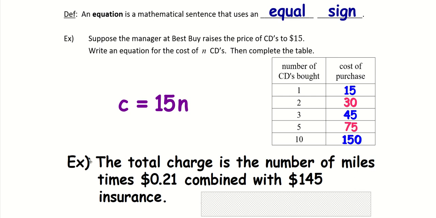There you go. Next example, the total charge is the number of miles times $0.21, combined with $145 insurance. So I guess there's this one-time cost of $145 for the insurance.